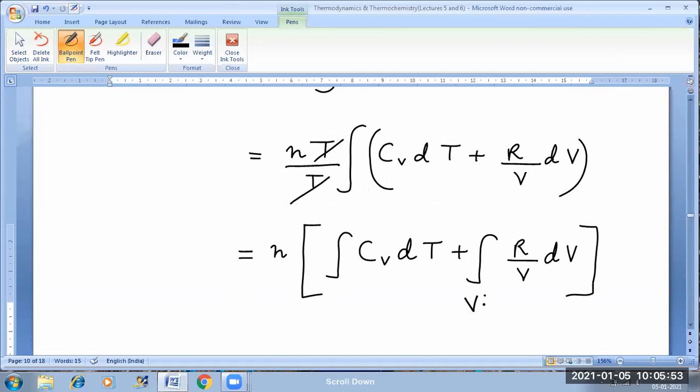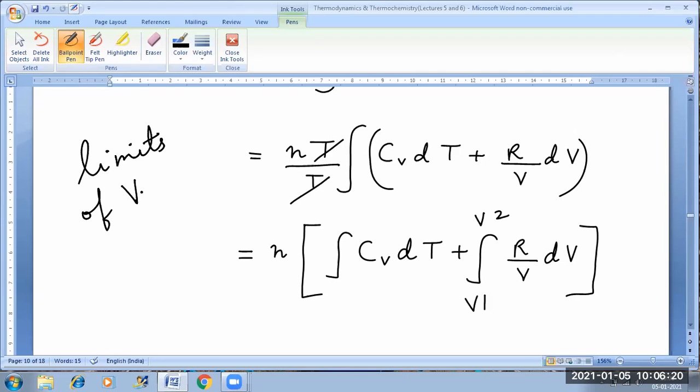Because the volume is changing if it is expansion or compression, I can say from V1 to V2. V1 is the initial volume, V2 is the final volume. So the integration will take place between V1 and V2 for this portion because dV is given. So for dV, I have to put the limits of V. What are the limits of V here? V1 and V2 are the limits of V. These are called limits in mathematics. Why so? Because the limits correspond to the initial and final values of a variable.